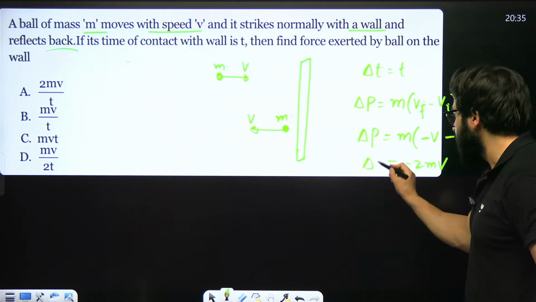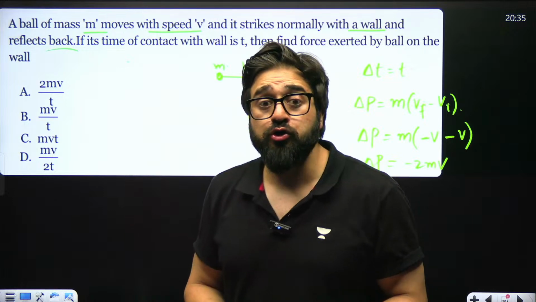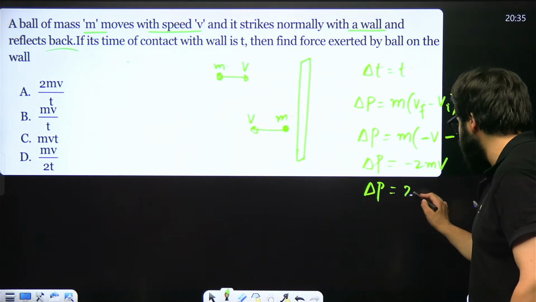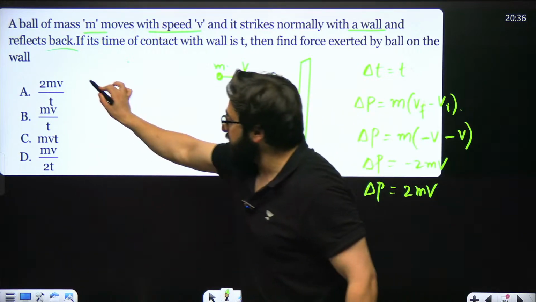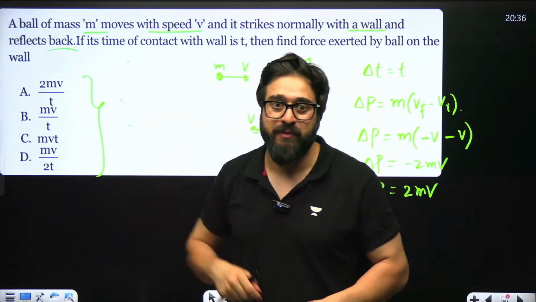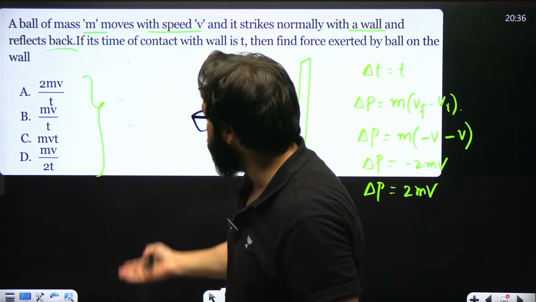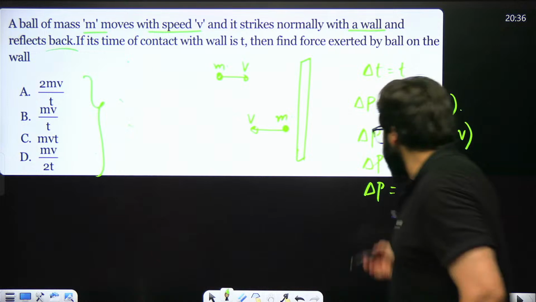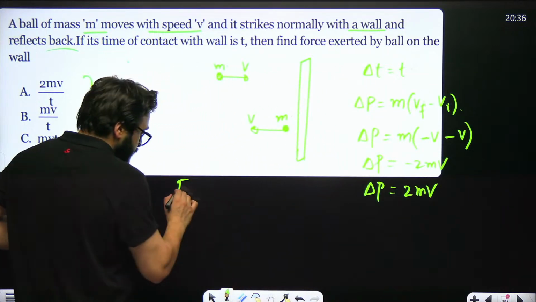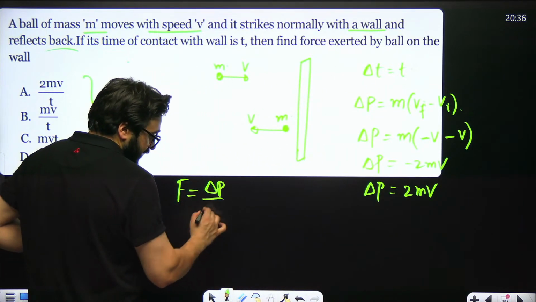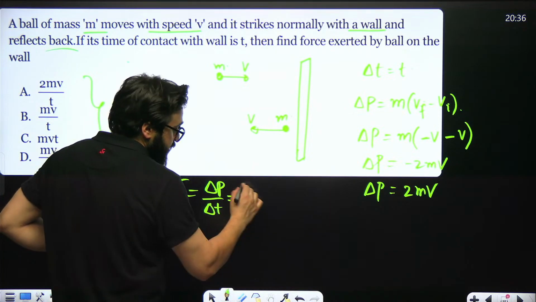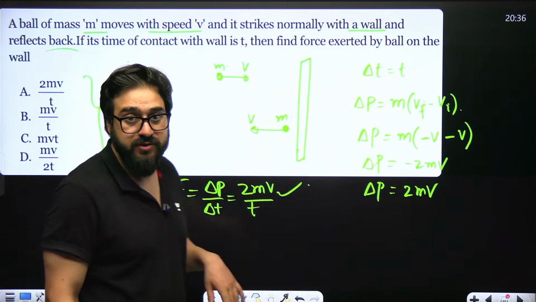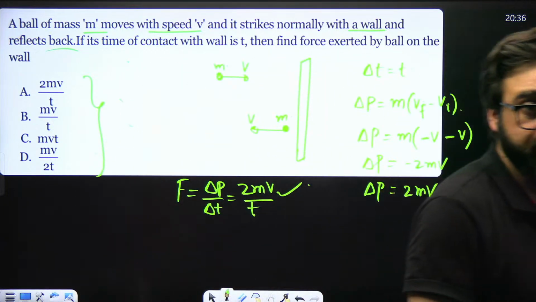Now, if I ask you to take the magnitude only, what is wrong in taking the magnitude only, sir? That is 2mv. Why? Because in the options, no negative sign is mentioned. That's why I told you to take it positive. Now, when it comes to the force, that will be delta P divided by delta T. Delta P is 2mv divided by delta T, which is t. This is the force.